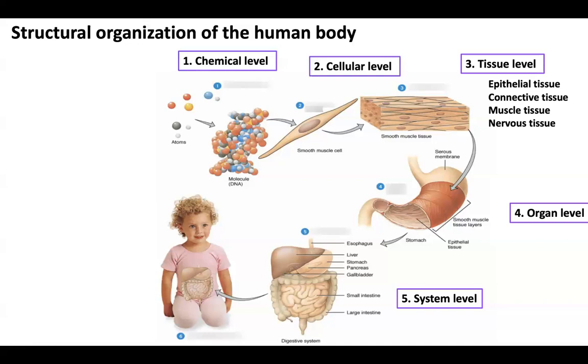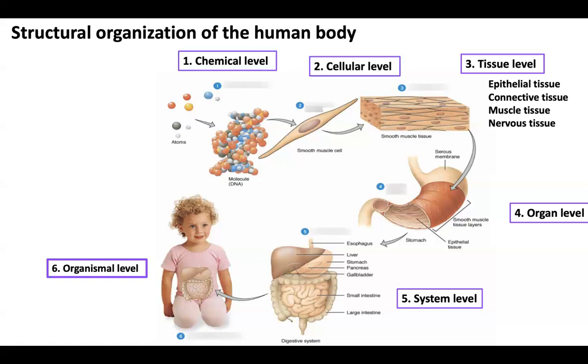The 11 systems working together will form the human body, the last level, which is the organismic level. According to science, the structural organization of our body has 6 levels. There is the chemical level, which is composed of atoms and molecules. And molecules unite to form cells or parts of a cell. So the second level is the cellular level.